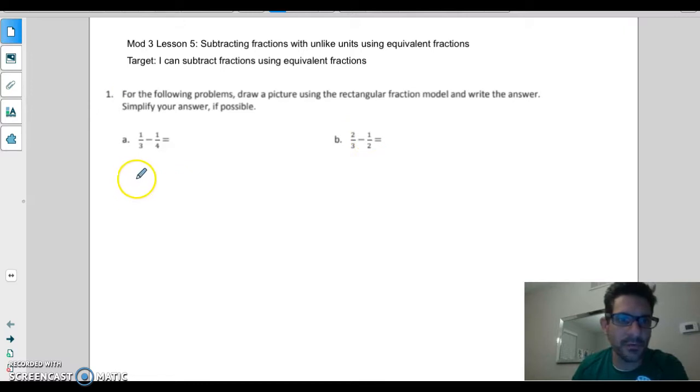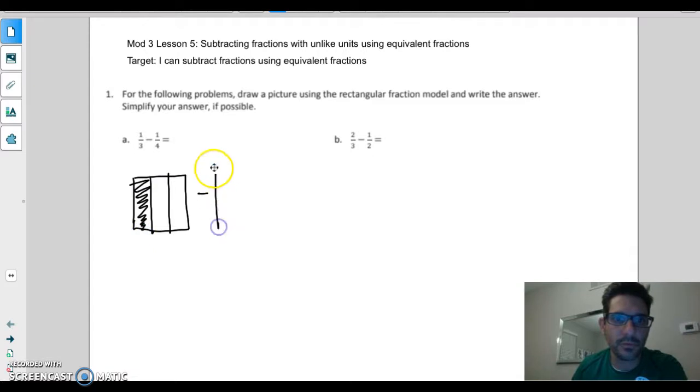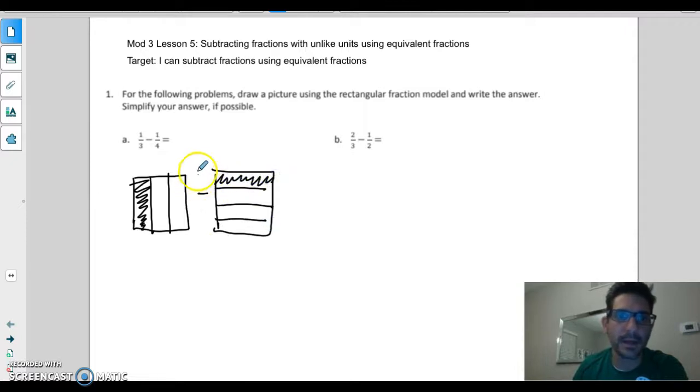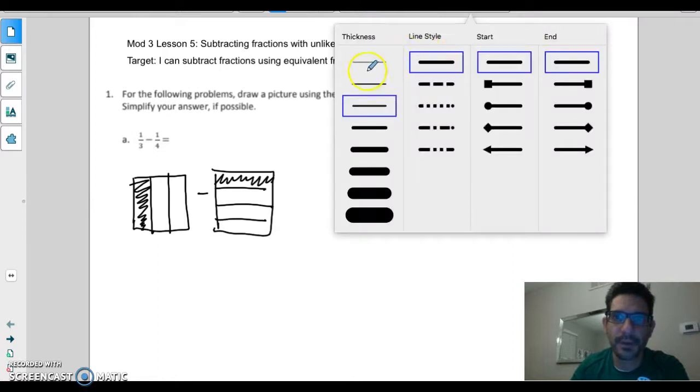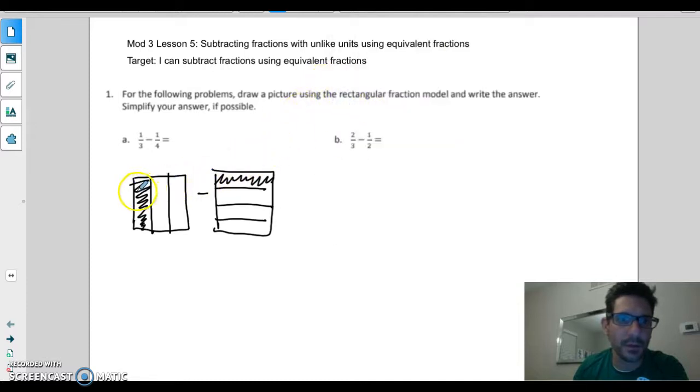Same stuff, we're going to do 1/3. So I'm going to make my 1/3 and 1/3, and I'm going to minus 1/4 and go. Okay, now I need to do it on the other side. I've got to do my 1/4. No, I don't want that thick. Okay, here's 1/4. 1, 2, 3, and here's my 1/3.